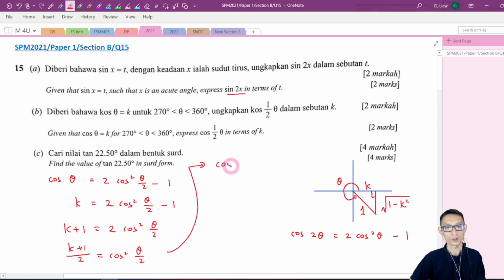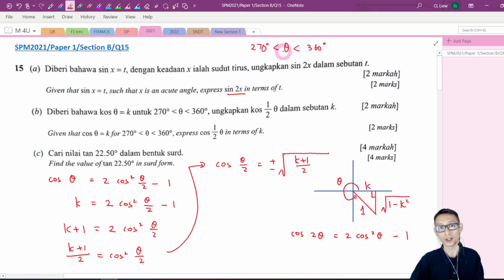Now, cosine theta over 2 is equal to plus or minus the square root of (k plus 1) over 2. But do we accept this plus or minus? Okay, try to think. Now, theta is within this range: 270 degrees and less than 360 degrees.